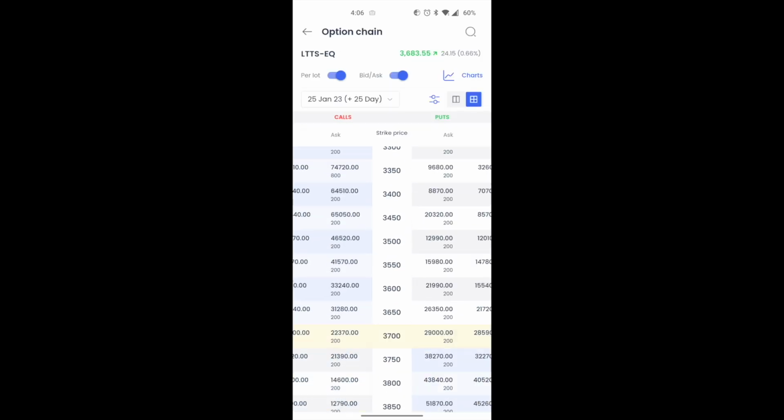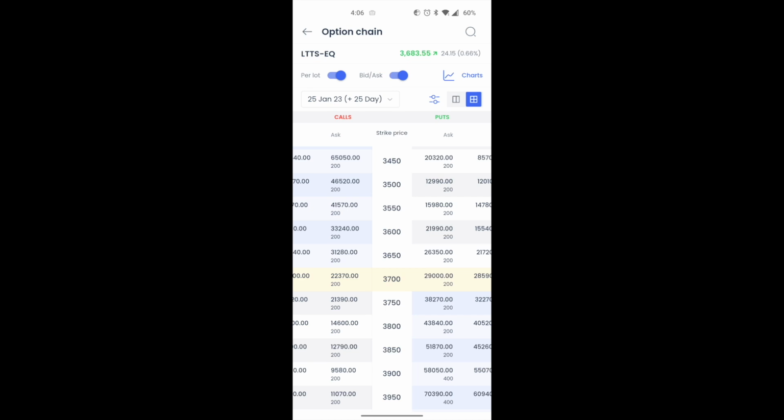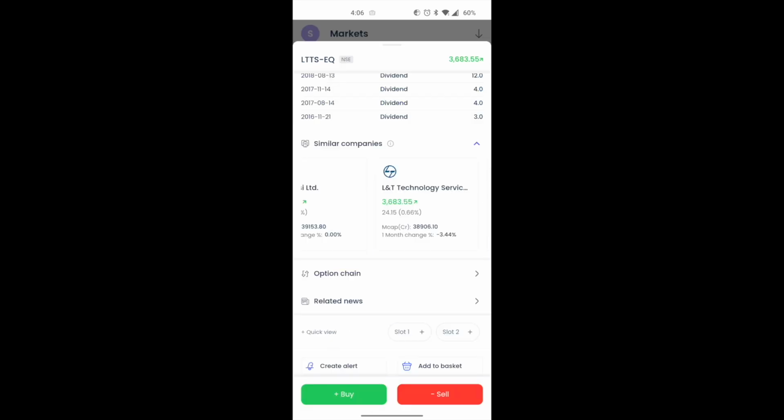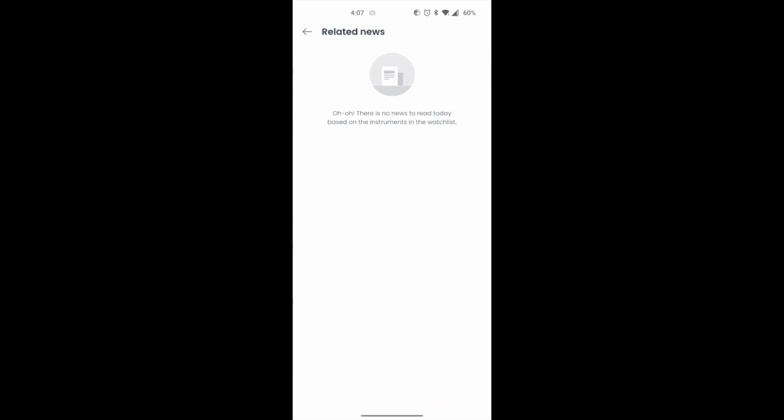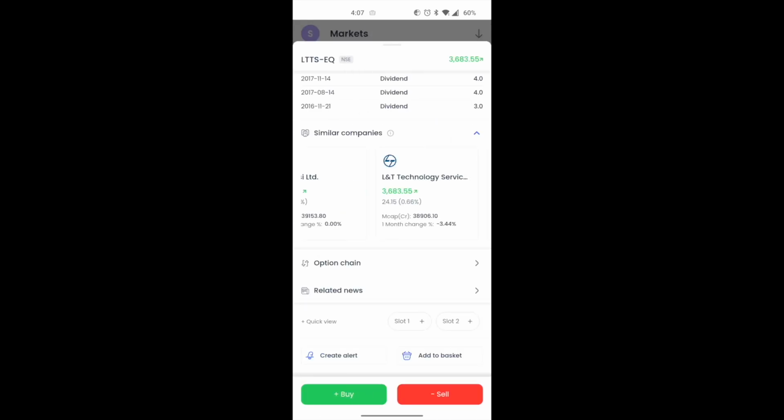Option chain, earlier we have seen that complete option charts you will be able to understand here. This is 25th Jan 2023 monthly options. You can also see how it is trading on the 4 month contracts. Let's say we can also see here what are the related news. As of now, there is no news updated. So you can create an alert, or if you want, you can add to the basket.